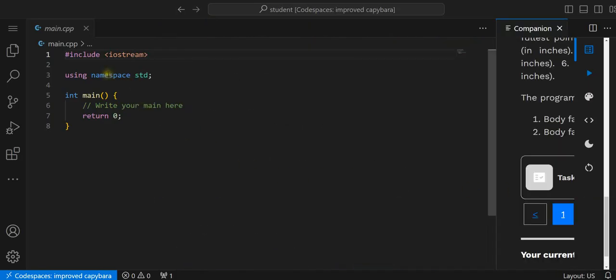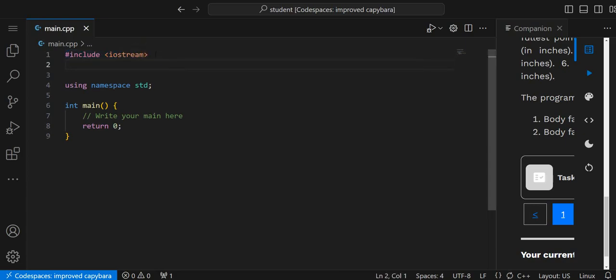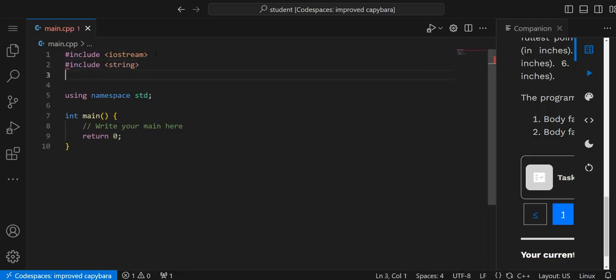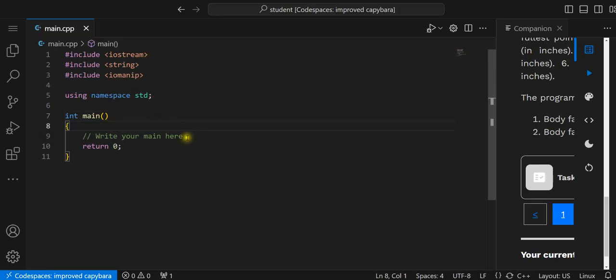Alright, so let's go ahead and dive into this one. First thing we need to do is add our include statements. For the first one, we'll use string, and for the next one, we'll use iomanip. And there are no named constants in this one, so let's go straight to declaring our variables.